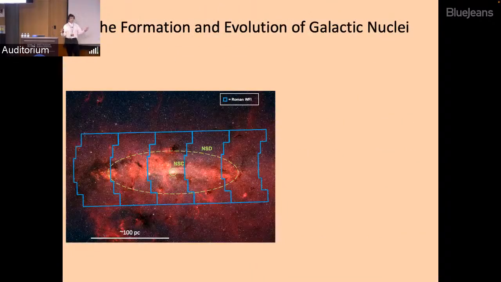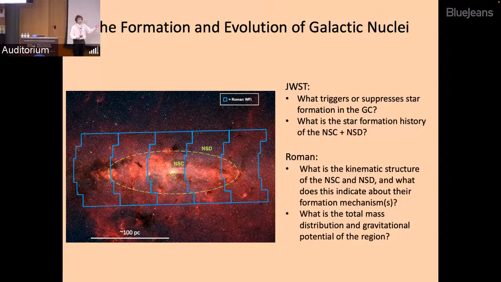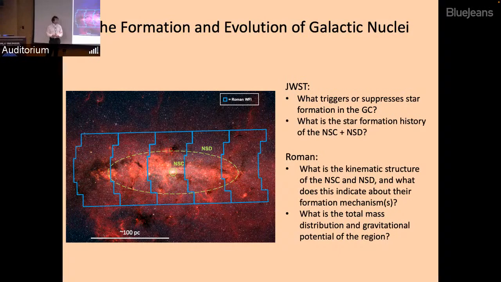Okay, so at the very end, I just wanted to highlight 2 science cases, which I think nicely show the synergy between JWST and Roman. The first one is the formation and evolution of galactic nuclei, in particular the NSC and NSD structures I mentioned earlier. Now with JWST, we could characterize the stellar populations, we could go really deep over specific regions, and we can ask questions like, what triggers or suppresses star formation at the Galactic Center? And what is the star formation history of the NSC and NSD?